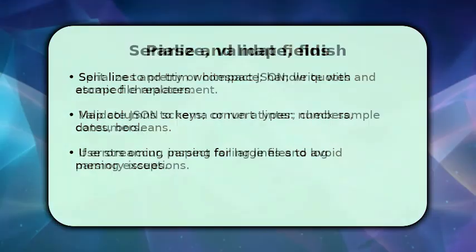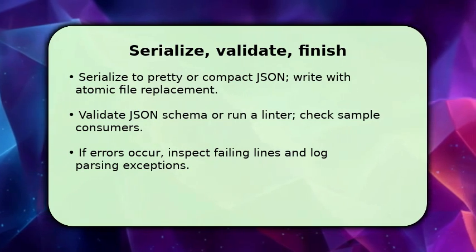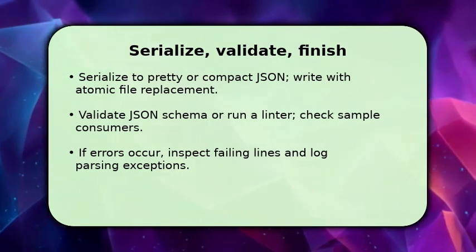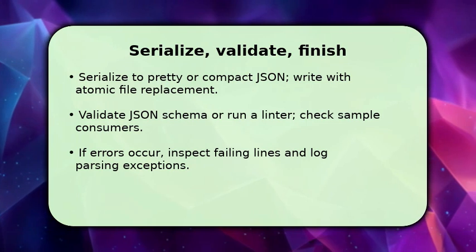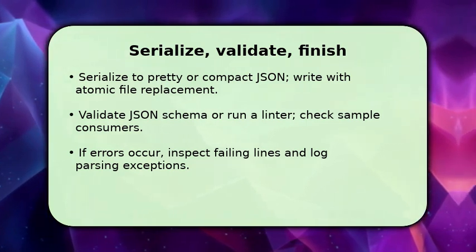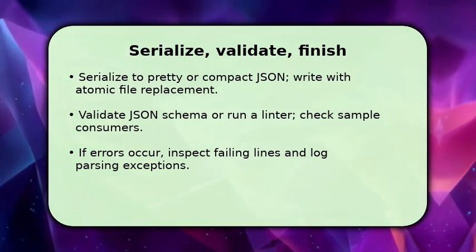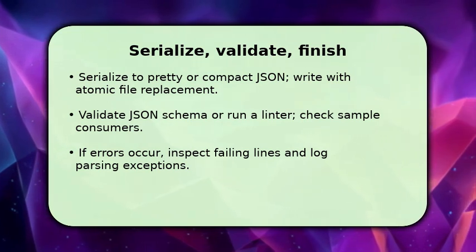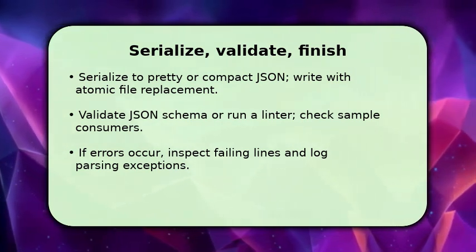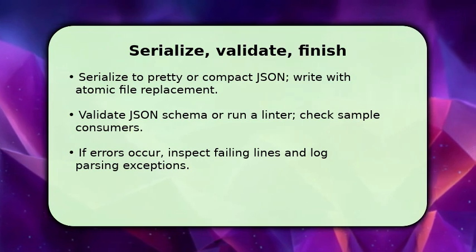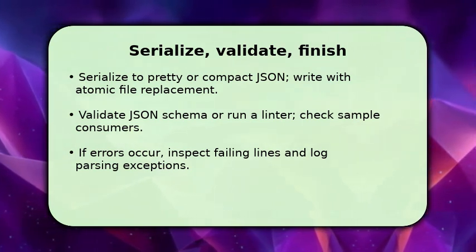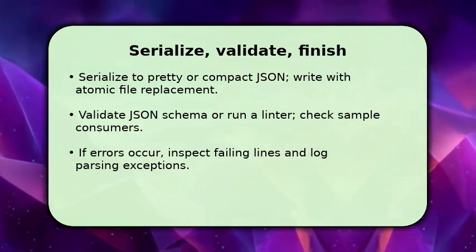You finish by serializing mapped objects to JSON. Choose pretty formatting for readability or compact for size, and write to a temporary file, then atomically replace the target to avoid partial writes. Validate the output against a JSON schema or run a linter to catch structural issues, and load a sample into the consumer app or script to ensure compatibility.